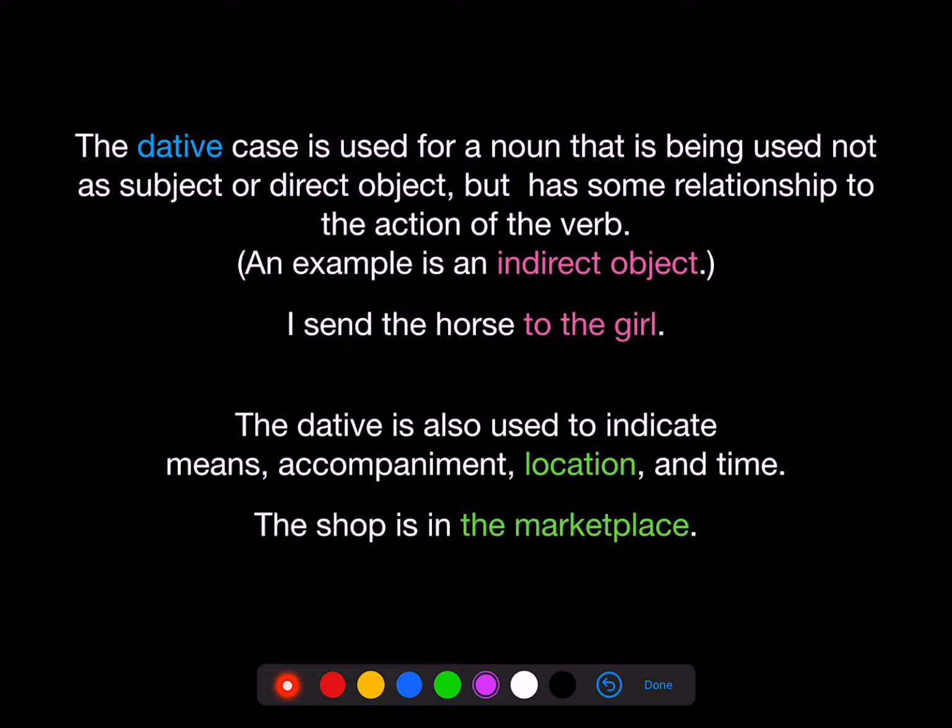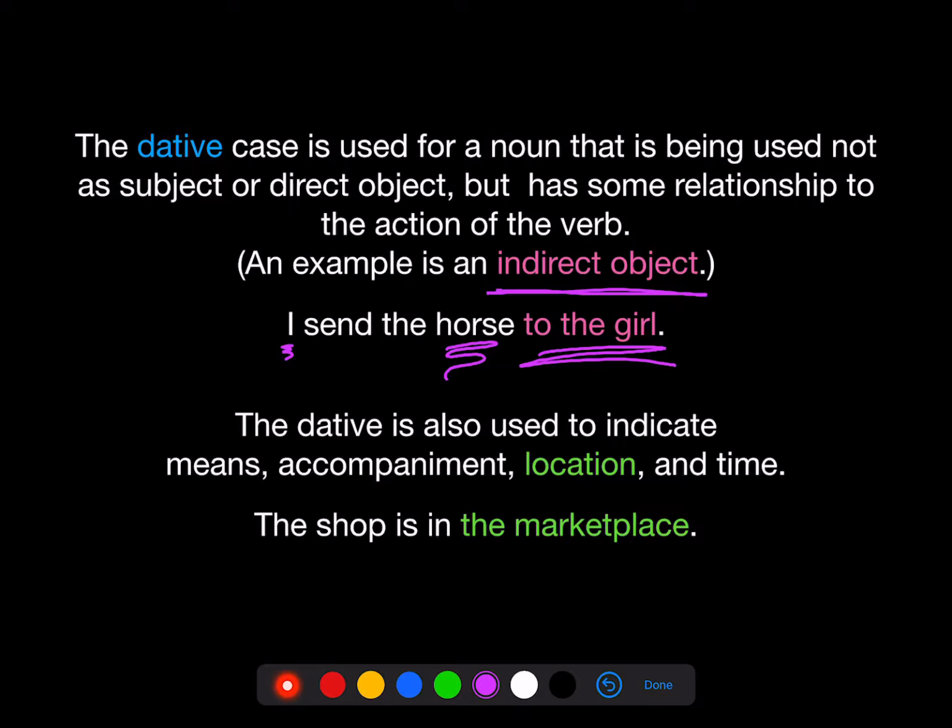The dative case. The dative case is used for a noun that's being used not as a subject, that would be nominative, not as the direct object, that would be accusative, but it's in there. It has some relationship to the action of the verb. One really common way the dative case is used is to express indirect objects. So let's look at an example of that. I, there's your subject, that goes in the nominative. Send the horse, that's your direct object, that would go in the accusative, to the girl. She's an indirect object. Okay, so she would go in the dative in Greek.